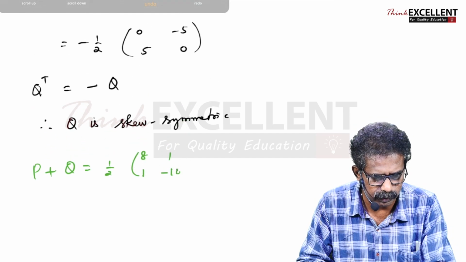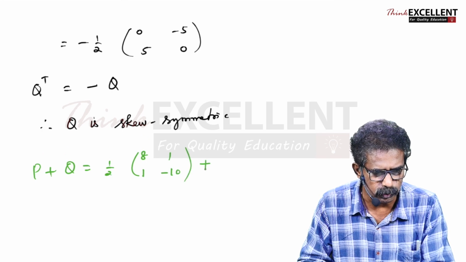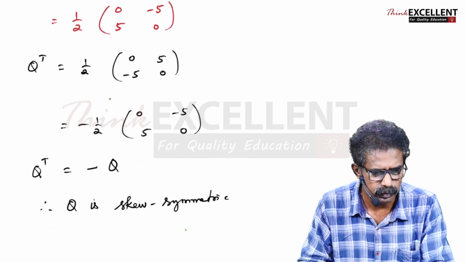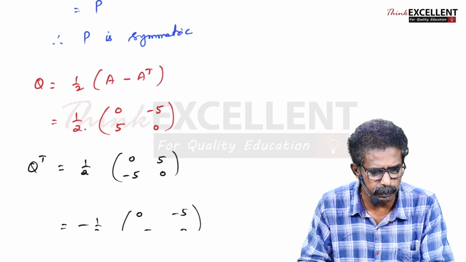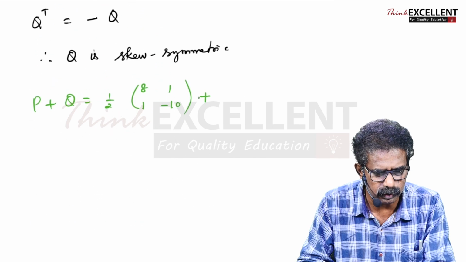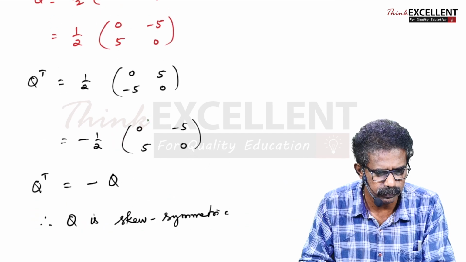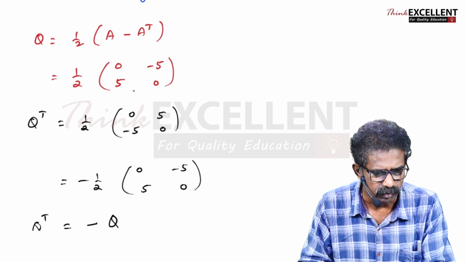Minus 10. 8, 1, 1 minus 10. Now plus Q. Q is, what is Q? This is Q. 1 by 2 into 0 minus 5, 5, 0.